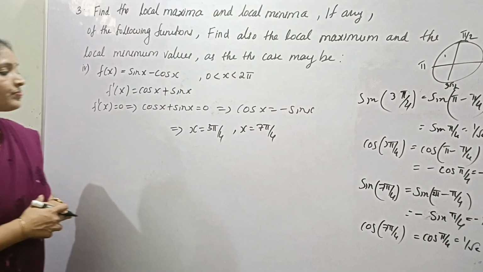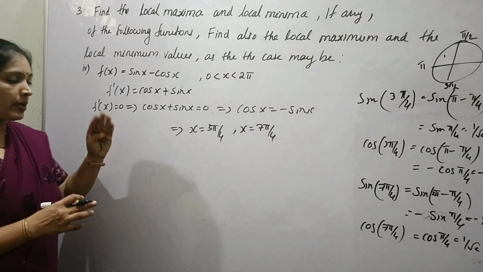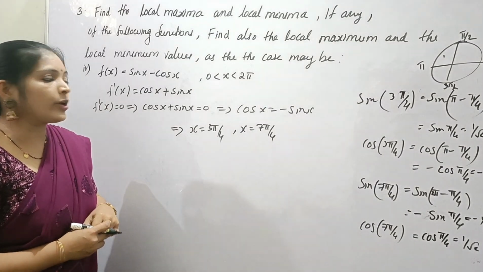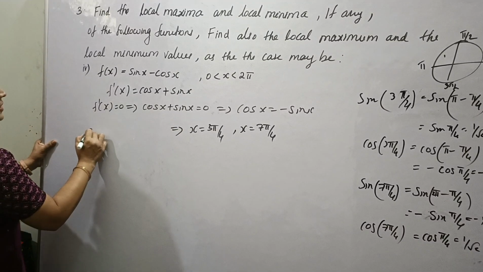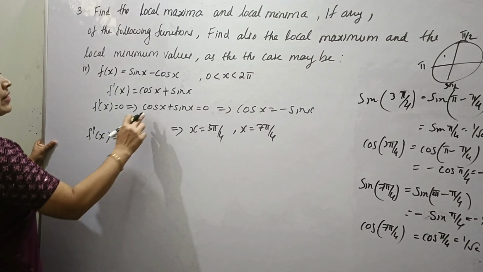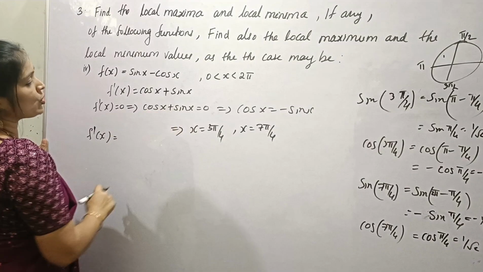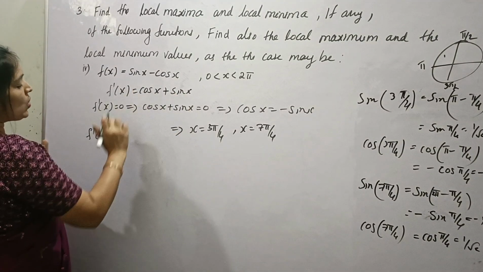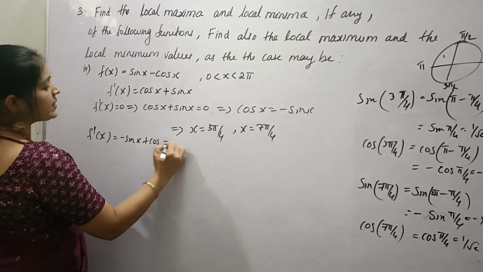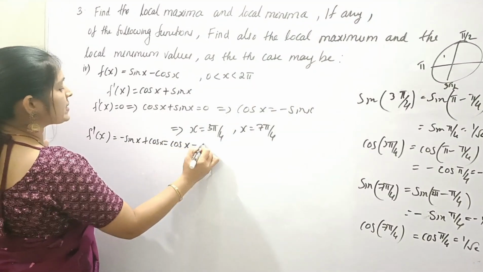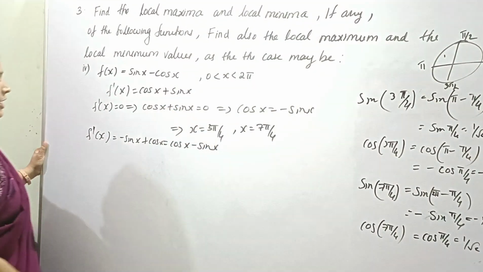Okay, so we have got two critical points, x is equal to 3 pi by 4 and x is equal to 7 pi by 4. So let's check one by one. Let's find f double dash of x. What is f double dash of x? It is the derivative of our f dash of x, this one. The derivative of cos x is minus sin x, plus cos x, so cos x minus sin x is the f double dash of x.